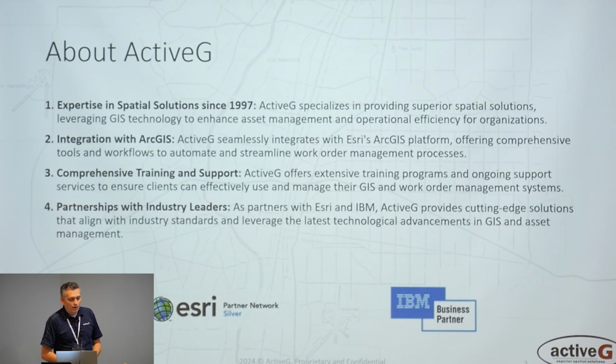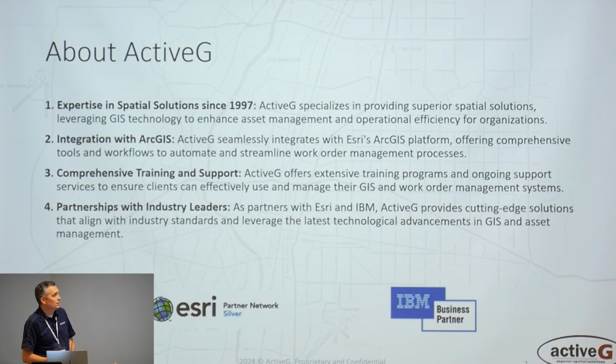So a little bit about ActiveG. We've been around since 1997. The founder was the first to integrate GIS into IBM Maximo. It was actually before Esri was much of a company. I mean, it was around, but they weren't doing much integration. So we specialize in ArcGIS integration into Maximo. We have other custom integrations to other systems as well that we've supported, but that's what we specialize in. That's our niche.